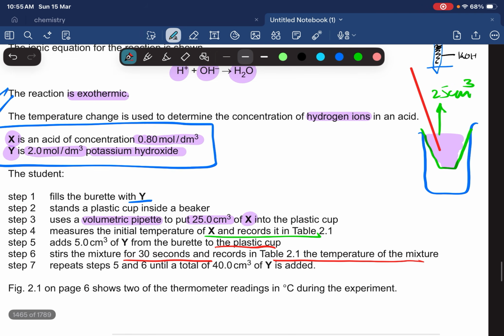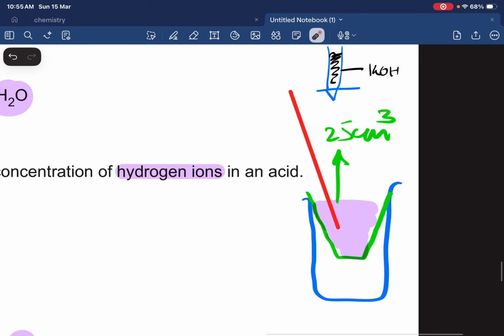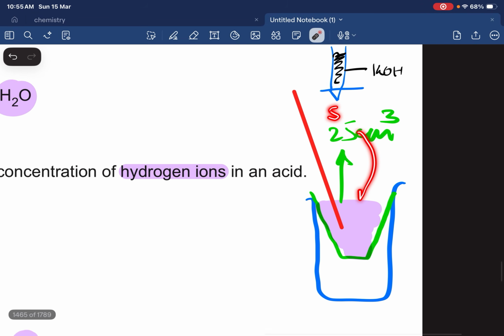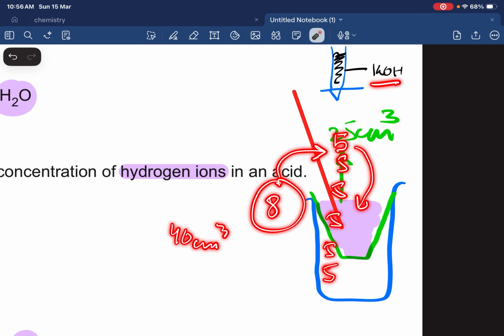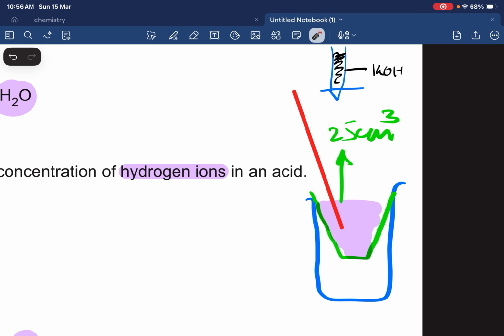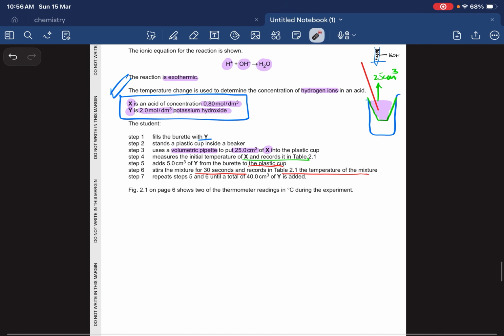So first he's going to do it 8 times, like 5 in the first step, then going to stir, record the temperature, then 5 in the next step. He's going to add 5 cm cube from the burette in the next, then 5, then 5, then 5, and like this he's going to do it 8 times. 8 times 5 is going to make a total of 40 cm cube volume of KOH that's going to be added into this 25 cm cube of acid.